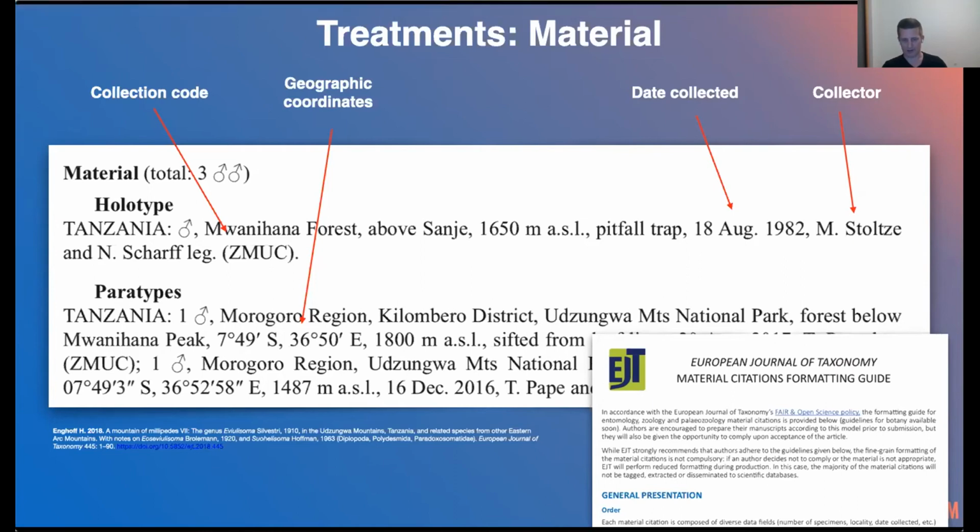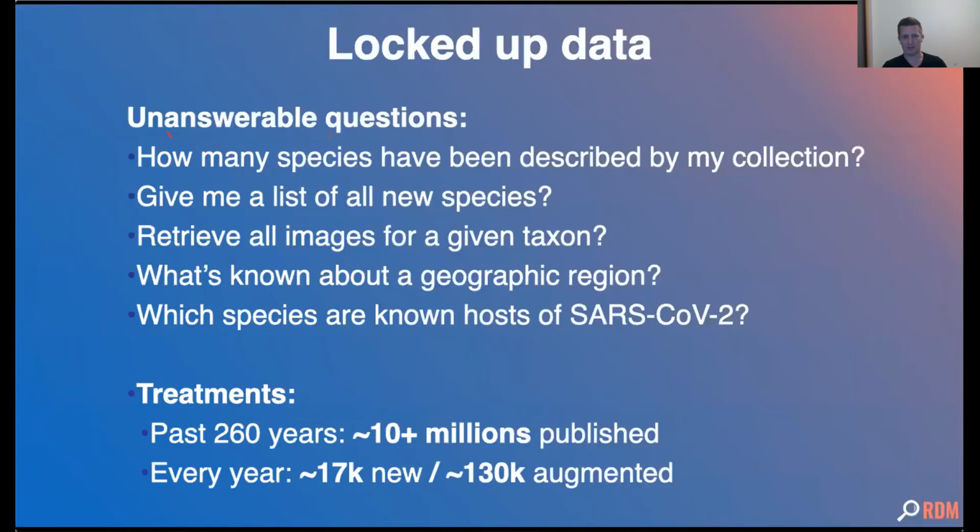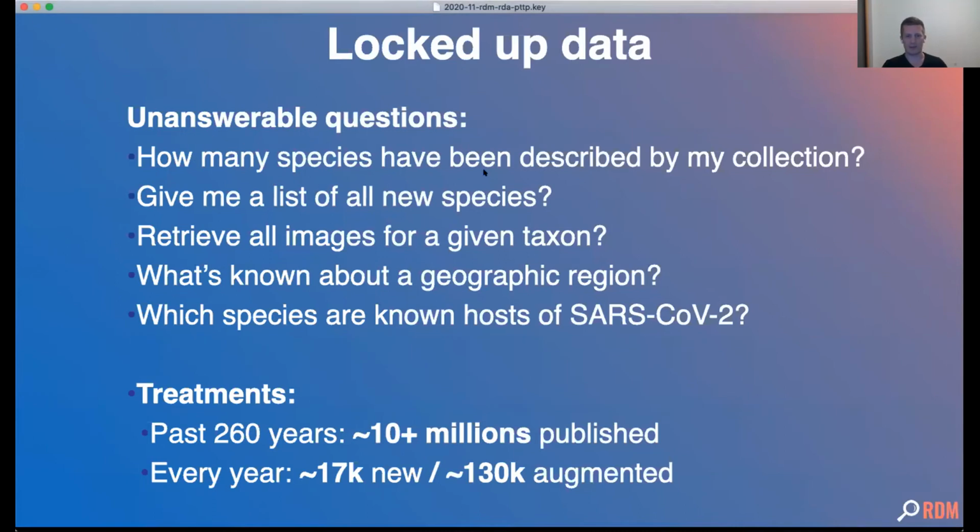And if you just decide to stick this PDF inside a repository, then there are a lot of questions that are very hard to actually answer, right? Things like how many species have been described by a given collection. Give me all the images of a specific species. Let me know everything you have about a geographical region of a species. And when you're in a global pandemic, it might be useful to know which species are known hosts of SARS coronavirus 2, right? So all of these are things we can't really answer because it's not properly extracted from these PDFs.